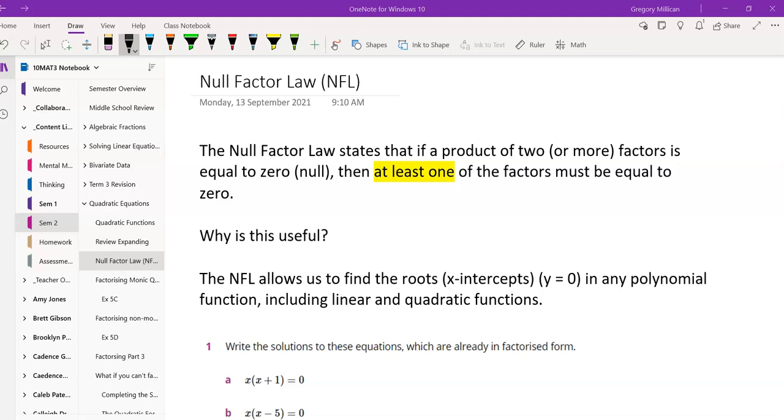Okay, so the null factor law says that if you have a product, what does the word product mean? Multiply, yeah. So if I'm multiplying things, factors are things that are multiplied together, right? So if you have a product of 2 or more factors equal to 0, which is where the null means 0, so that's where the null factor law comes from, null means 0, then at least one of the factors must be equal to 0. So let's think about what that actually means before we talk about why it's useful.